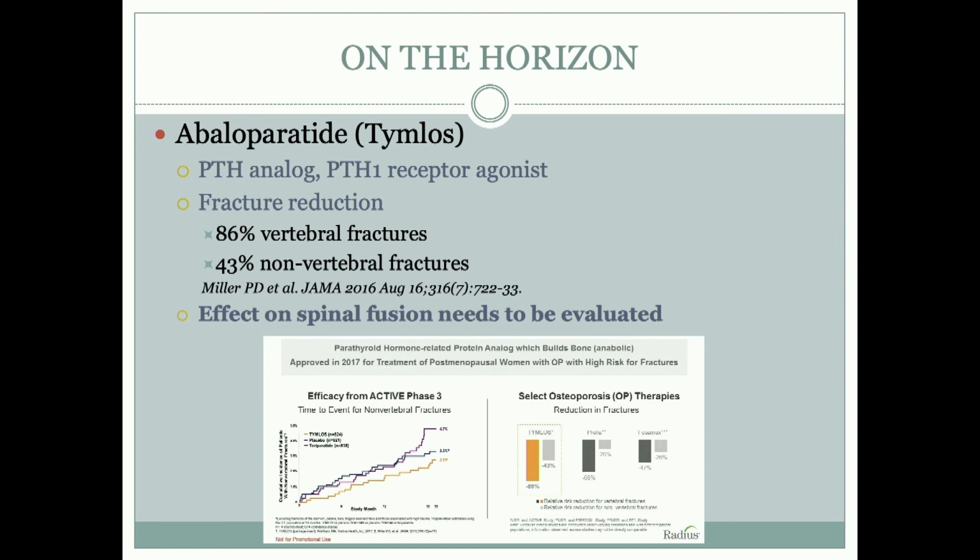On the horizon, I just wanted to introduce some of the newer agents which are available to us. Abaloparatide, or Tymlos, was launched, I think, about 2 years ago. It's a PTH analog, a strong agonist of the PTH1 receptor, so it works through the PTH pathway. They have strong vertebral fracture risk reduction data, so 86% reduction in vertebral fractures, 43% in the non-vertebral sites. However, the effect on spinal fusion in humans still needs to be studied.